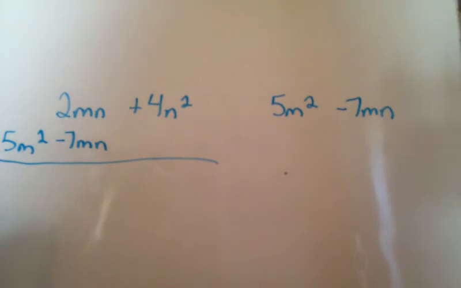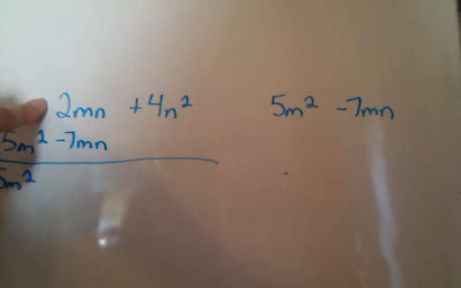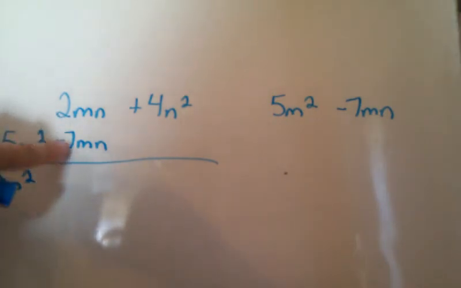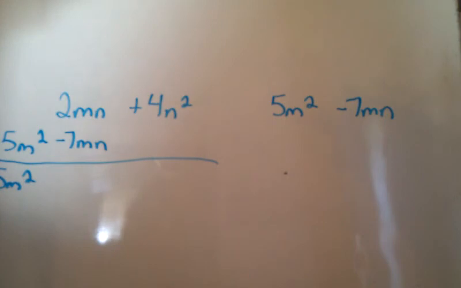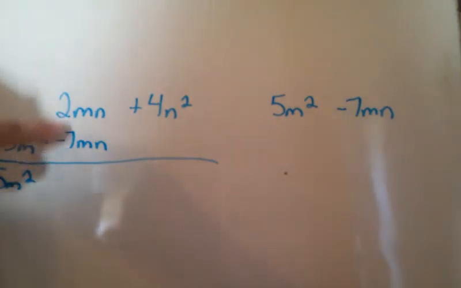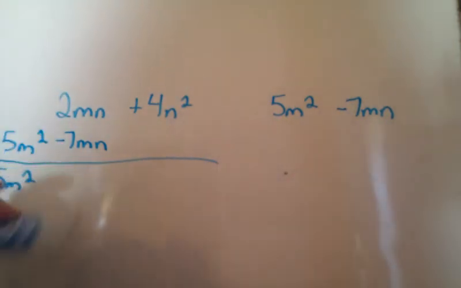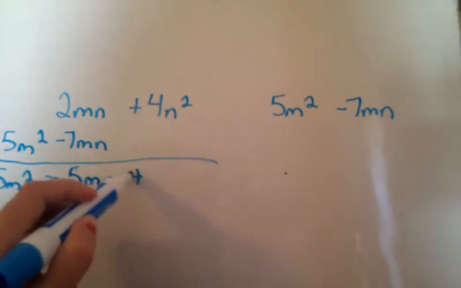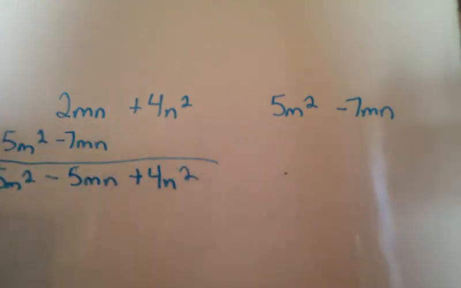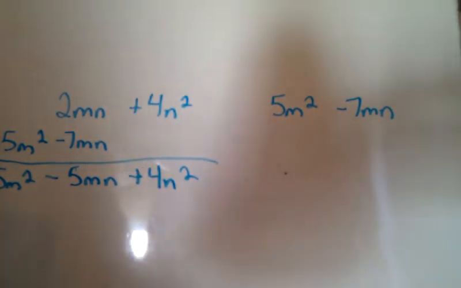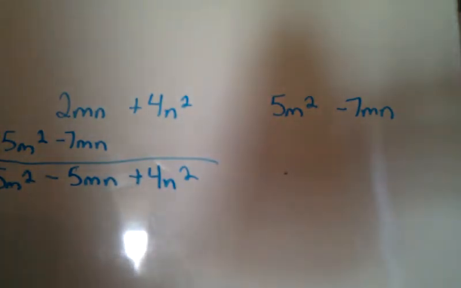Alright? Now let's add 5m squared. There's nothing up there, so that's plus 0, so just put it here, 5m squared. If my signs are different, because remember, if there's no sign there, it means plus. My signs are different, I subtract and use the sign of the larger number. Which number is larger, 2 or 7? Well, 7 is negative, so this is negative. So 7 minus 2 is 5. And then just bring this one down. If you got that, you did very well.